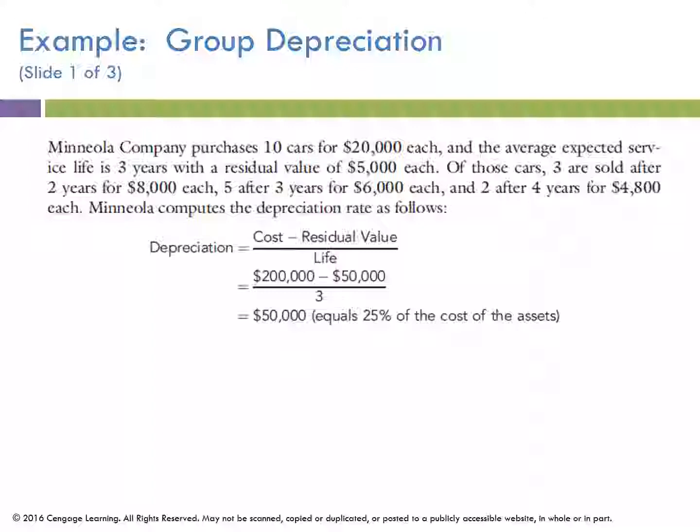Example. Mineola Company purchases 10 cars for $20,000 each, and the average expected service life is 3 years, residual value of $5,000 each. Of these cars, three are sold after 2 years for $8,000, 5 after 3 years for $6,000, and 2 after 4 years for $4,800. How will they compute depreciation? Cost minus residual value divided by life. So 200,000 minus 50,000, because each car is $20,000, residual value $5,000. Okay, and divide that by 3. So 50,000 divided by 200,000 is 25% of the cost of the assets.